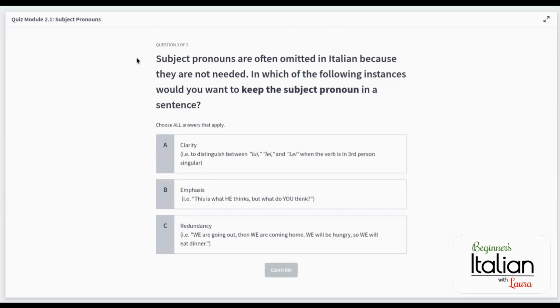Okay, number 3. Subject pronouns are often omitted in Italian because they're not needed. In which of the following instances would you want to keep the subject pronoun in a sentence? Choose all answers that apply. A, clarity. For example, to distinguish between lui, lei, and lei, formal, when the verb is in the third person singular. B, emphasis. For example, "this is what he thinks, but what do you think?" Or C, to keep redundancy. For example, "we are going out, then we are coming home. We will be hungry, so we will eat dinner."